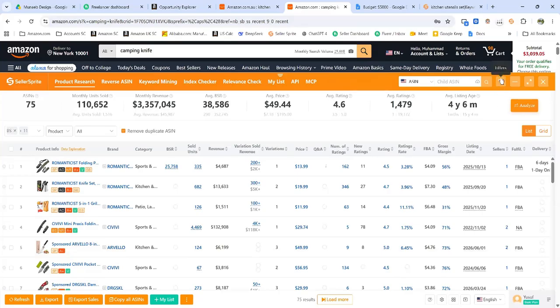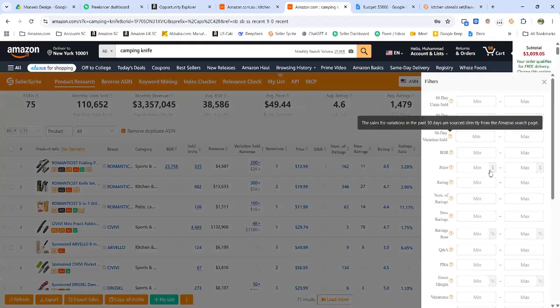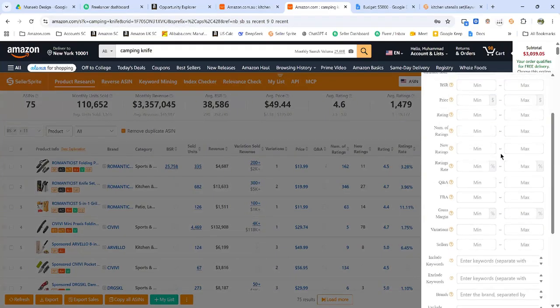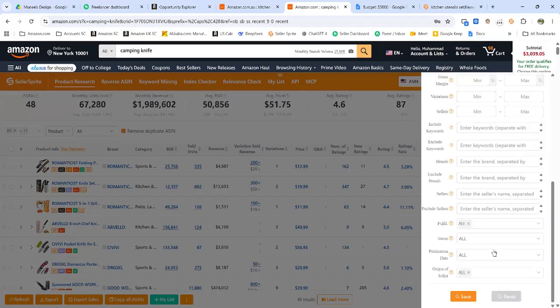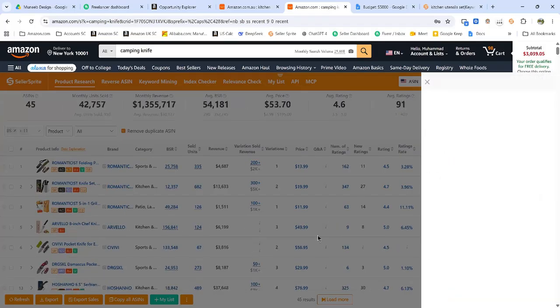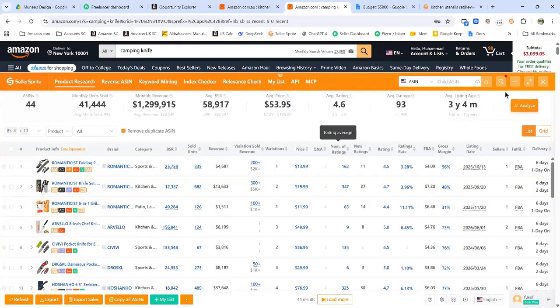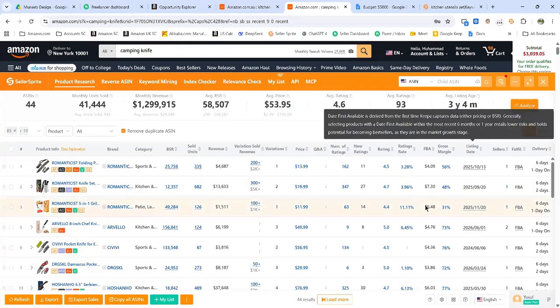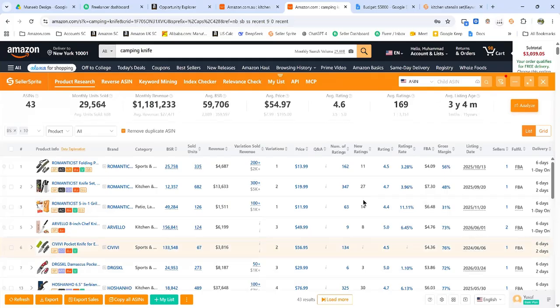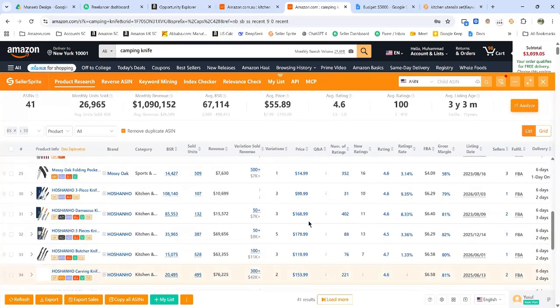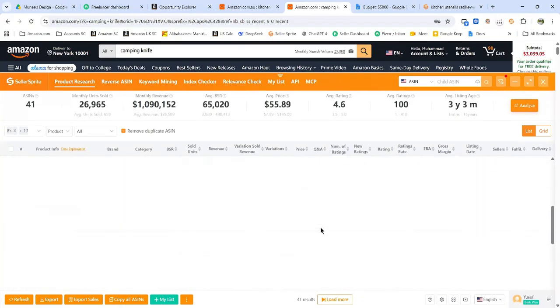There is this filter option you can see. In the filter option, we filter out the low review sellers. So how we filter out the number of ratings: if we put a maximum of, let's say, 500, only those sellers with 500 or less reviews will be filtered out here.